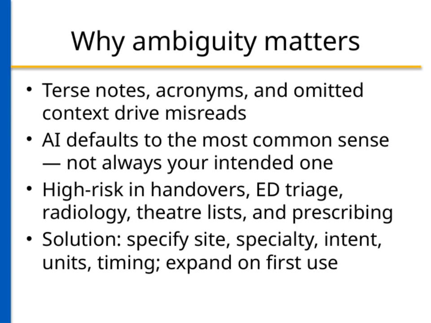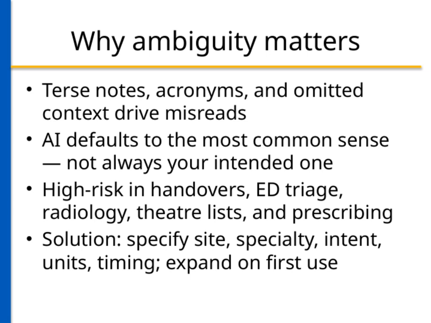Let's talk about why ambiguity in communication can be such a problem. Terse notes, abbreviations, and leaving out context often lead to misunderstandings. When information is too shorthand, it can be misread or misinterpreted. AI systems tend to default to the most common sense interpretation, but that's not always the one you intended. This can be particularly risky in high-stakes situations like handovers, emergency department triage, radiology reports, theater lists, and prescribing. In these cases, clarity is critical.